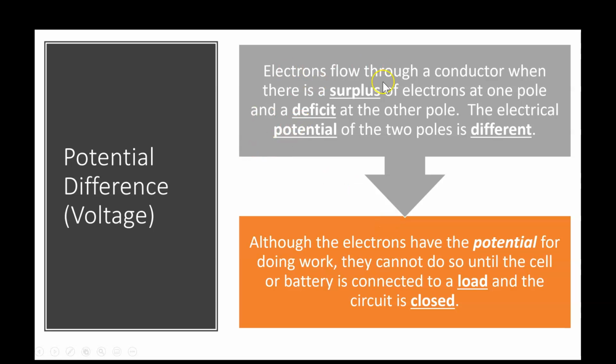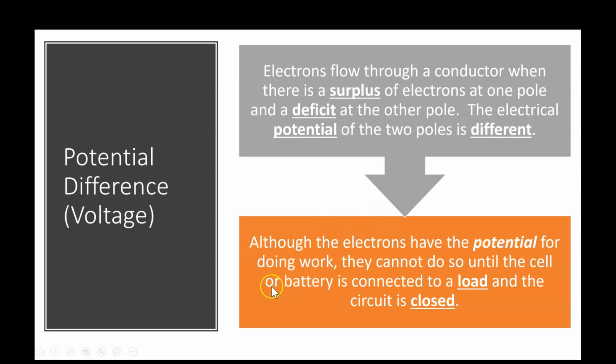So electrons flow through a conductor when there is a surplus of electrons at one pole and a deficit at the other pole, and the electrical potential of the two poles is different. In order for the electrons to flow, there has to be a difference in electrical potential between the two sides of a cell or battery.